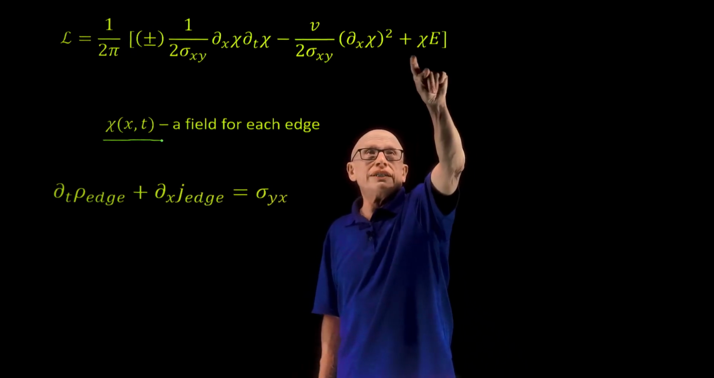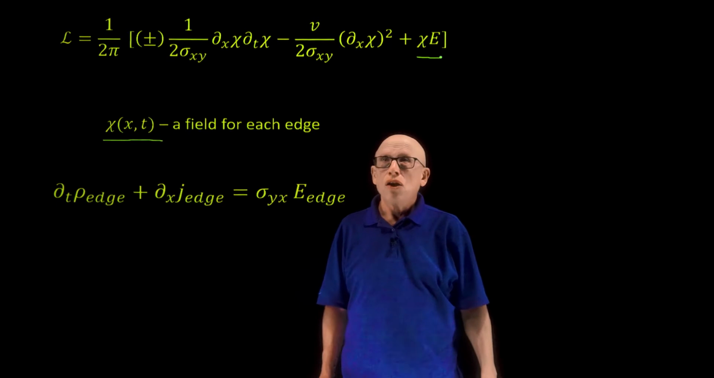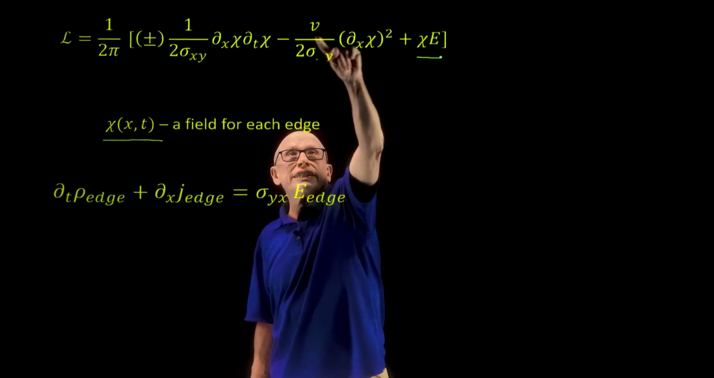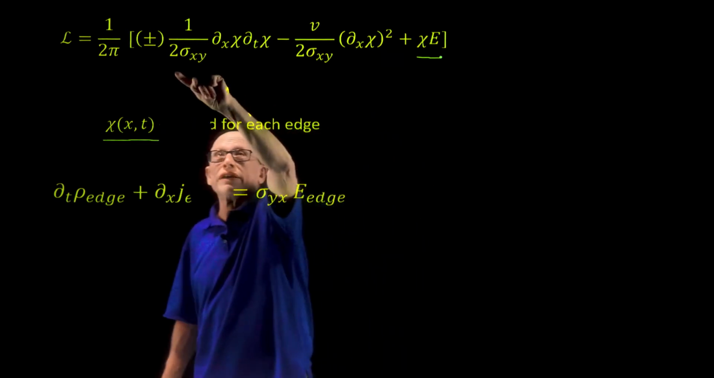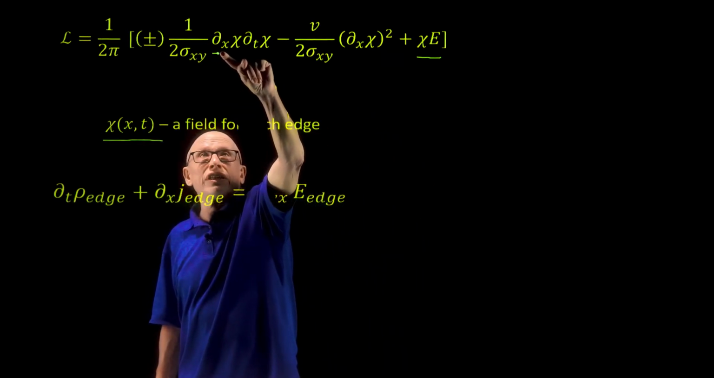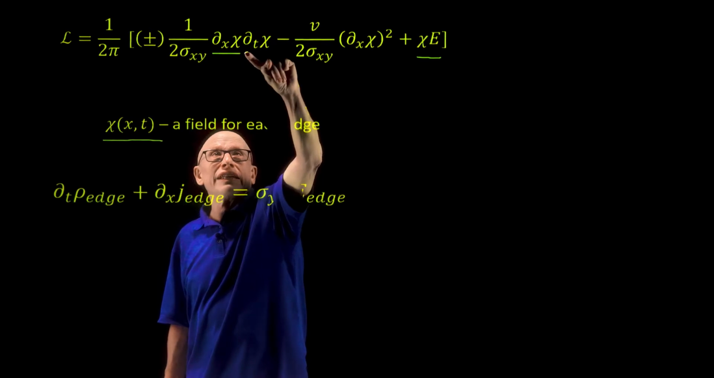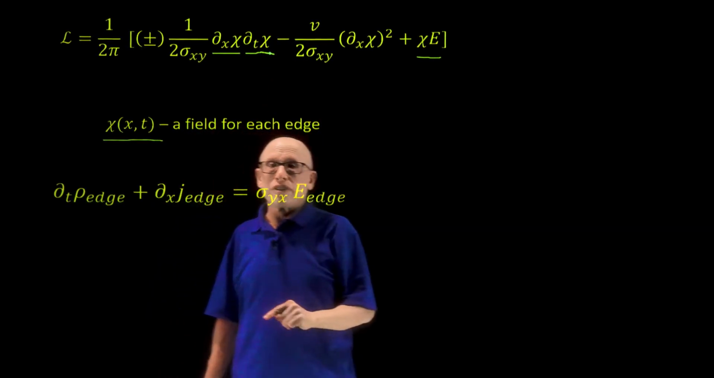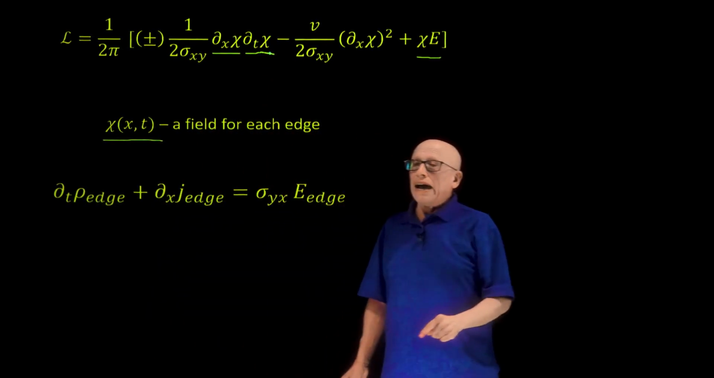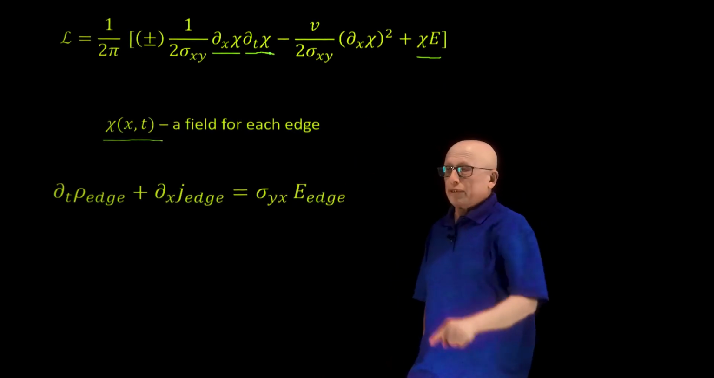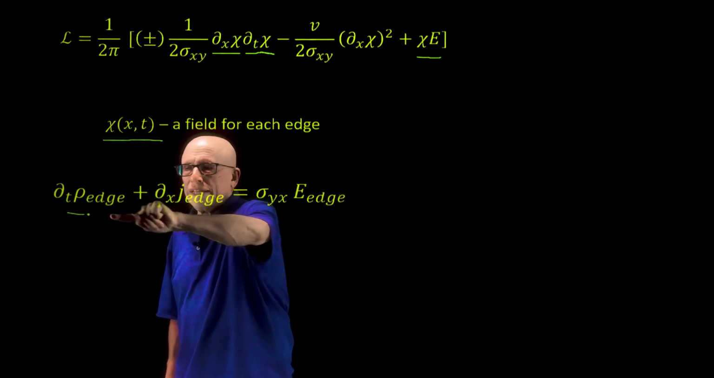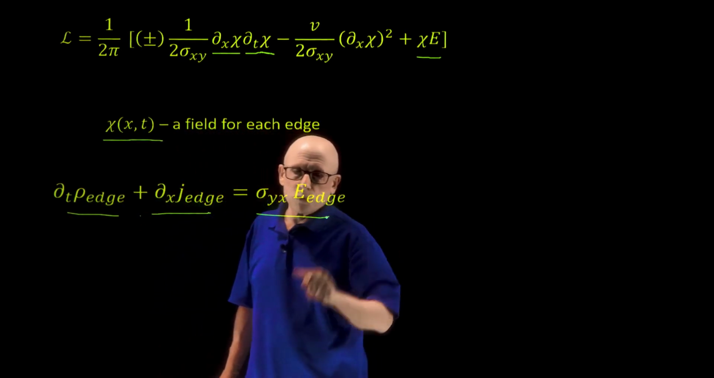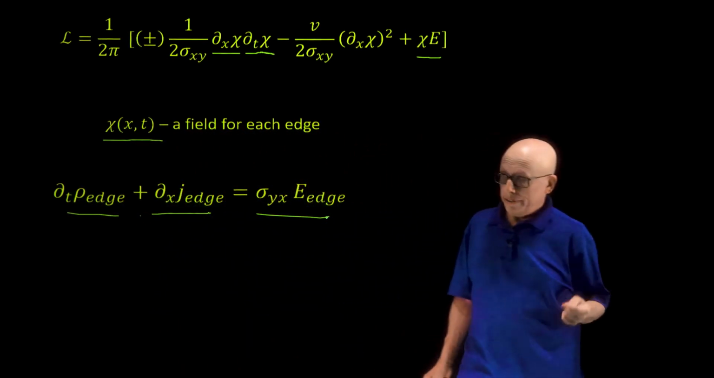One term is the coupling to the electric field. One term is a velocity multiplied by (dx chi) squared. And one term involves the derivative of chi with respect to x and the derivative of chi with respect to t. Those three terms should reproduce for us this equation that we know should hold.